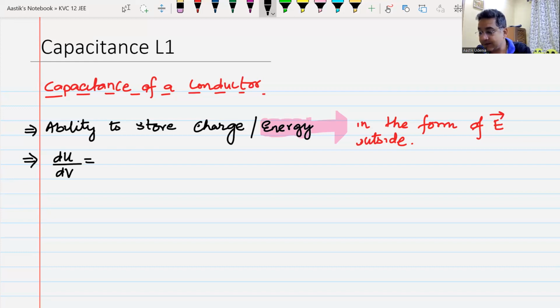How much energy is stored per unit volume by this conductor? The conductor has charge. The charge creates an electric field outside the conductor. Energy is stored. How much energy is stored? Does anyone remember? 1/2 epsilon naught E square.